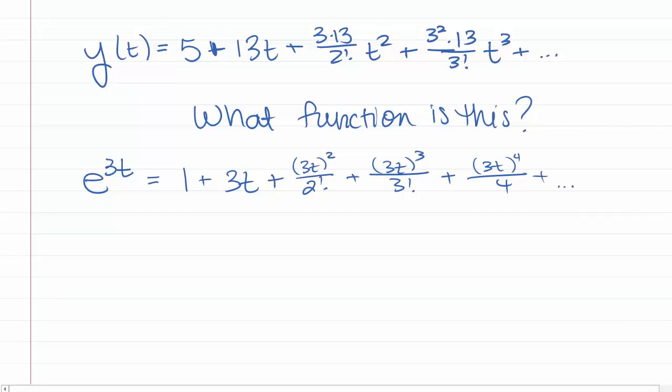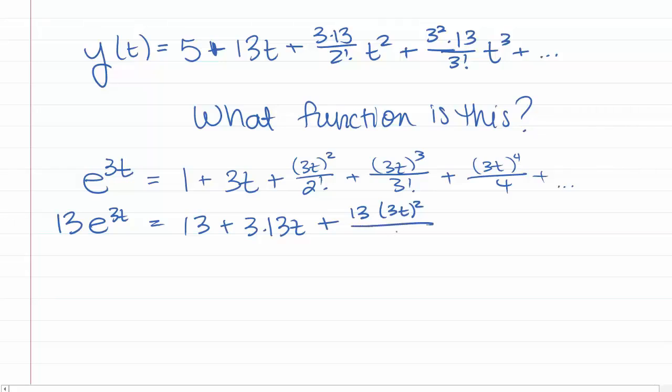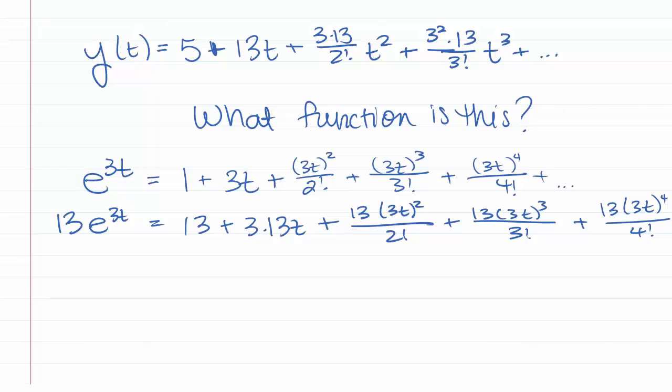So the question is, how is that like what we had before? Well, what's different? There seem to be lots of 13s, so let's try multiplying everything through by 13 and see if it starts to look closer. So now we have 13 plus 3 times 13t plus 13 times (3t) squared over 2 factorial plus 13 times (3t) cubed over 3 factorial plus 13 times (3t) to the 4th over 4 factorial plus dot dot dot. Okay, now let's compare. The first few terms are kind of off. We'll have to fix those later.